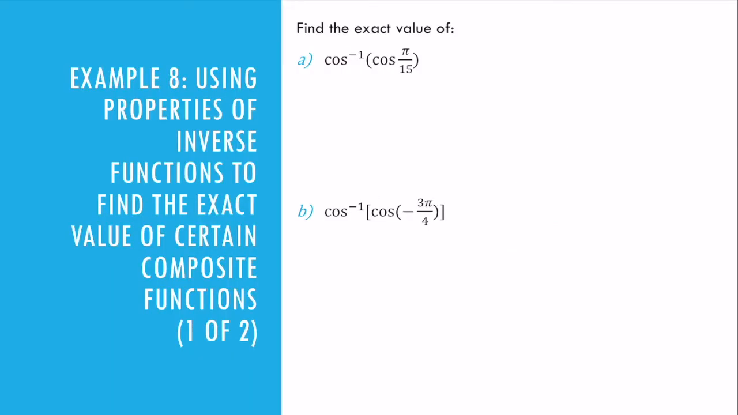I'm taking the cosine inverse of cosine of pi over 15. I need to make sure this is between 0 and pi, which it is. Go team. So that's going to give me pi over 15.